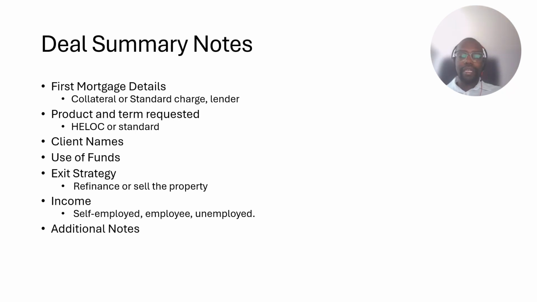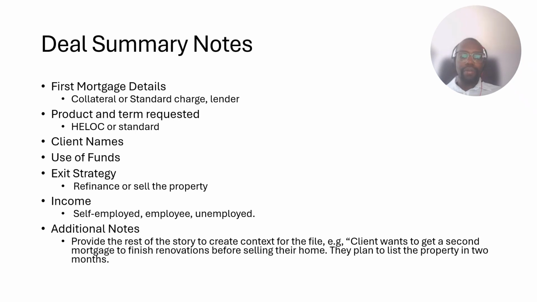Additional notes. So anything additional that you feel is pertinent to the application but did not fall in any of the previous categories. So here you might also want to just provide a quick summary just to tie in all the details together. So like I mentioned, client wants to get a second mortgage to finish renovations before selling their home. They plan to list their home in 2 months.